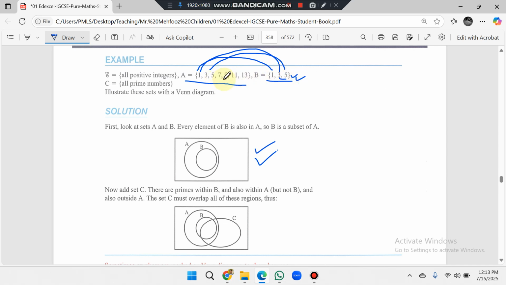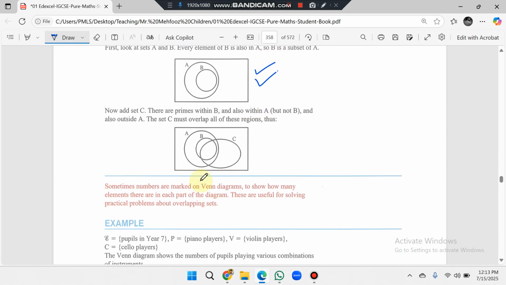Prime numbers are given in A also. So C is also a prime number. So it means that C intersects the set A as well as overlaps the set B. So that's why C is overlapping the set B, also overlapping the set A. So this is the set C given.